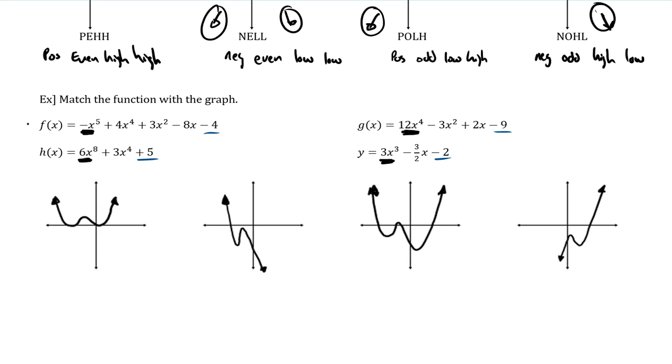Okay, so this first function, let's go ahead and call this number 1. It says f of x equals negative x to the 5th plus 4x to the 4 plus 3x squared minus 8x minus 4. Again, however, this is really all I care about. So let me mark it right here.